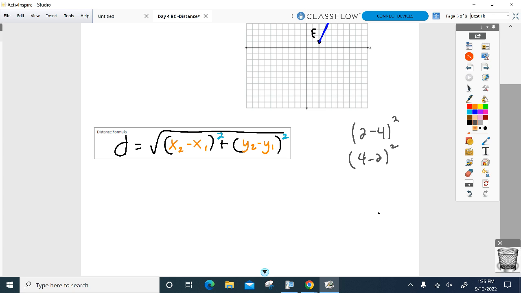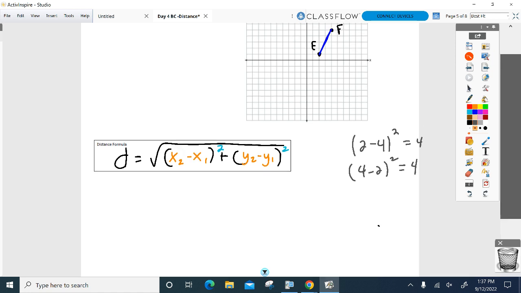Will it affect the answer? What's 2 minus 4? Hey, anytime you square a negative number, what happens? Thank you. So what's negative 2 squared? 4. Minus 2 squared. Do you guys, all 28 of you, need to worry about the order you subtract them? No. So at least that's off your plate. You don't need to worry about the order. But you do have to have the x's together, and you do have to have the y's together.